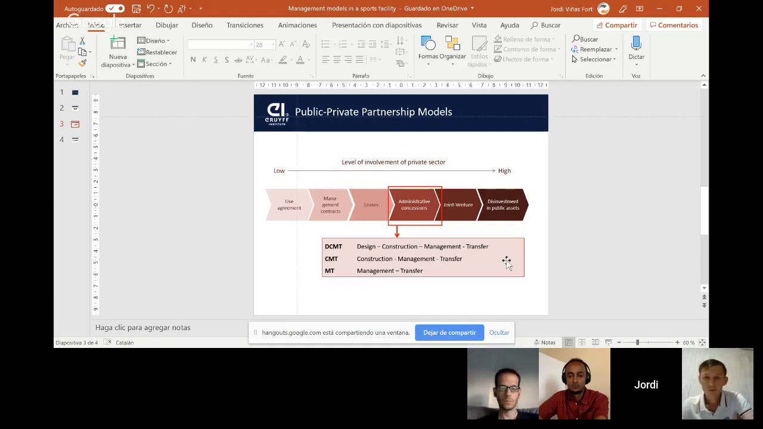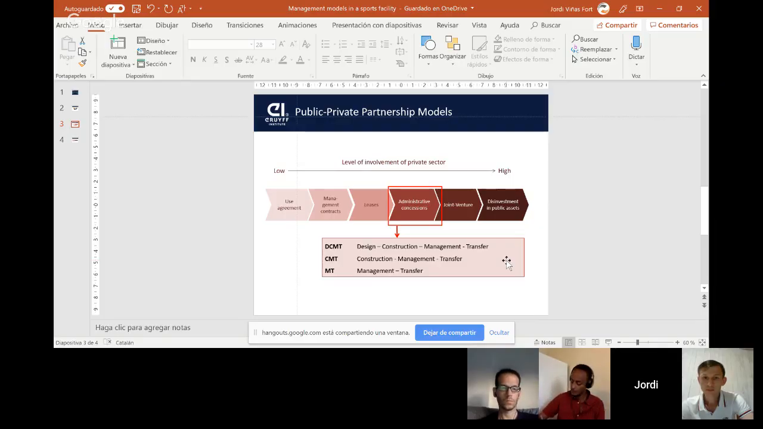And finally, we have the management, which is obviously the most important part, because the design may take 6 months, the construction may take 18 months, but you are going to manage that for 20, 30 or 50 years. So definitely the management of the sports facility, as a service oriented industry, is the most important one. Yeah. So we have to focus on the management, even if we launch a contract with design, construction, management, and transfer.